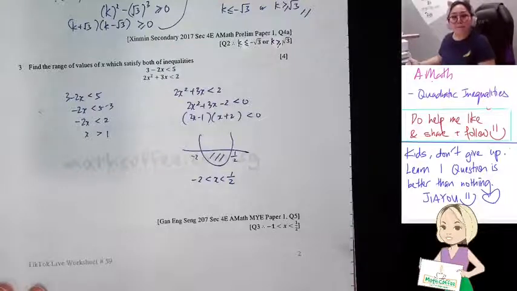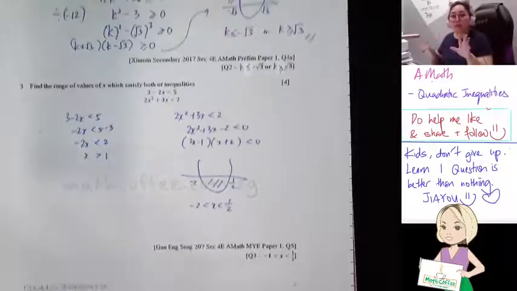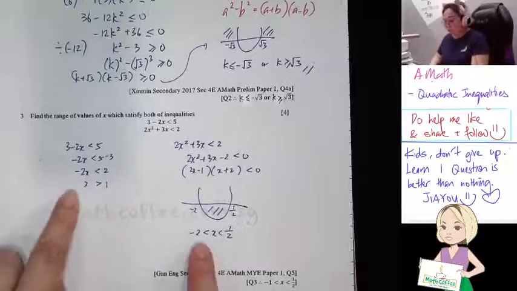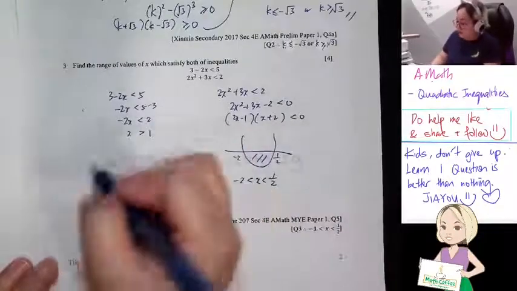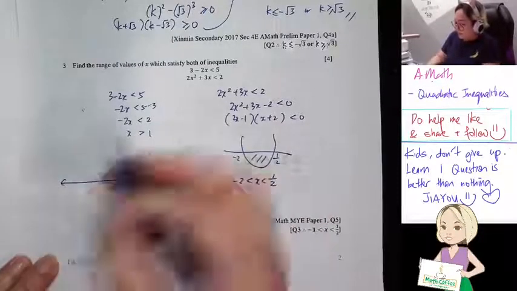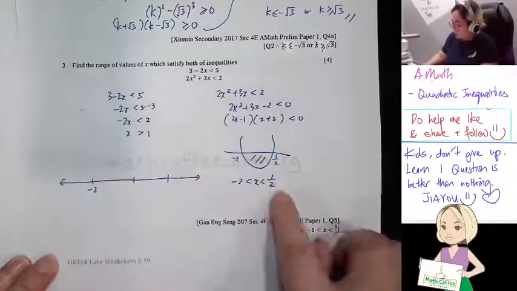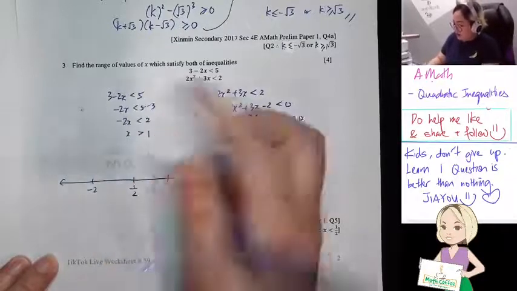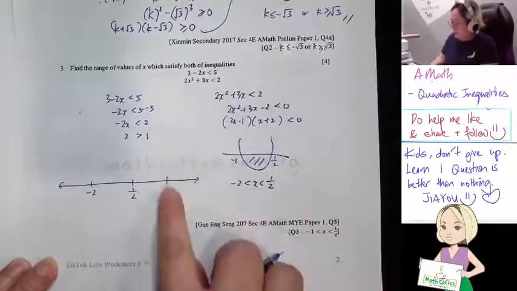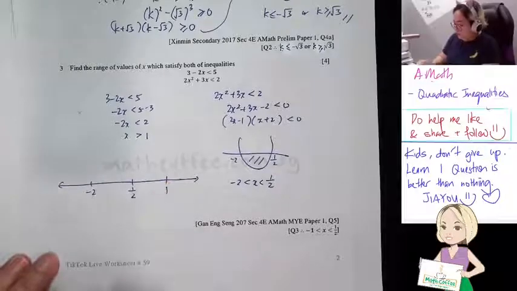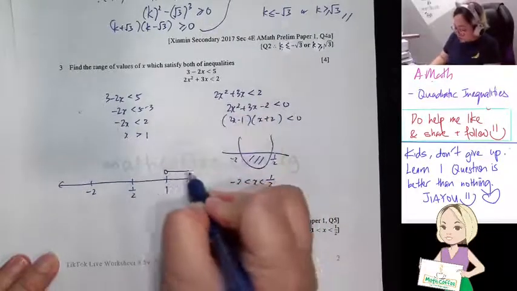Okay? Okay. Then after that, don't stop. You're supposed to find the range that fulfills both. So we will always draw the number line. This time around with 3 numbers. So I have negative 2, I have half, I have 1. So let's say more than 1, I have here. So I will draw this direction, right?